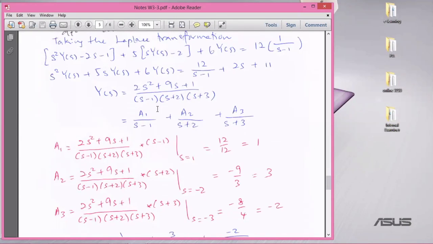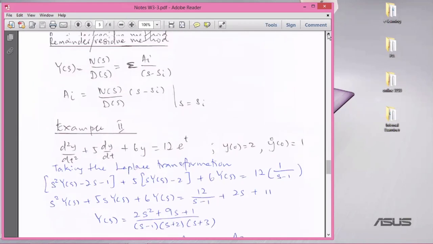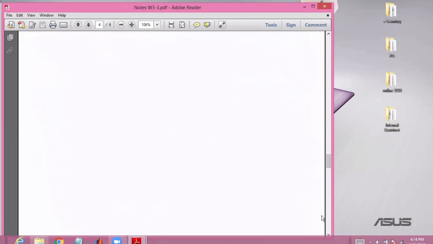Okay. So now we have 3 factors in the denominator. When you have 3 factors, which are s minus 1, s plus 2, s plus 3, you're going to have to find 3 coefficients. So when you decompose that into partial fractions, you have a1 divided by the first factor, a2 divided by the second factor, and a3 divided by the third factor. a1, a2, and a3, we are going to determine using the remainder theorem. The remainder theorem.